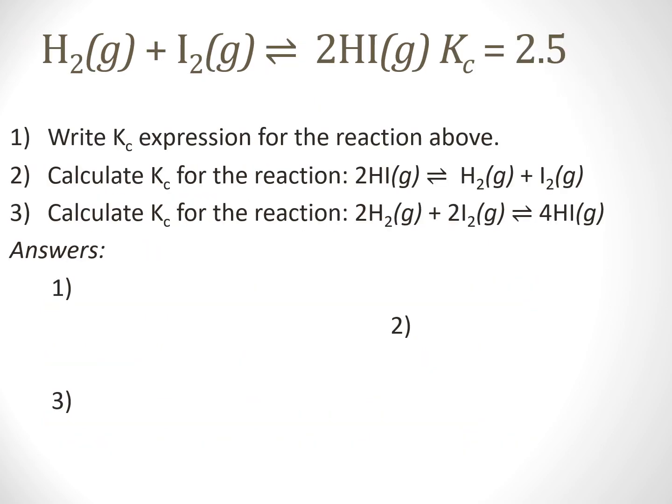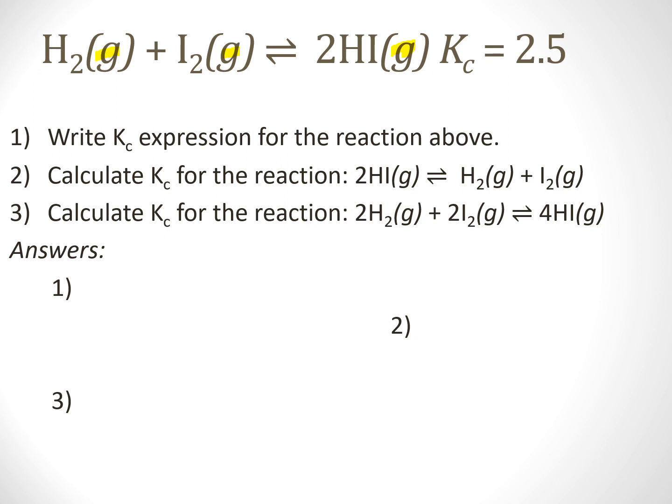We are asked to write the equilibrium constant expression for the reaction between hydrogen and iodine forming hydrogen iodide. The value of the constant is 2.5. Now, the first thing you want to ask yourself is if the equilibrium is homogeneous or heterogeneous. Everything is labeled as gas, and therefore it's a homogeneous equilibrium. That's important because it tells me that when I write the equilibrium constant, I need to write all the species.